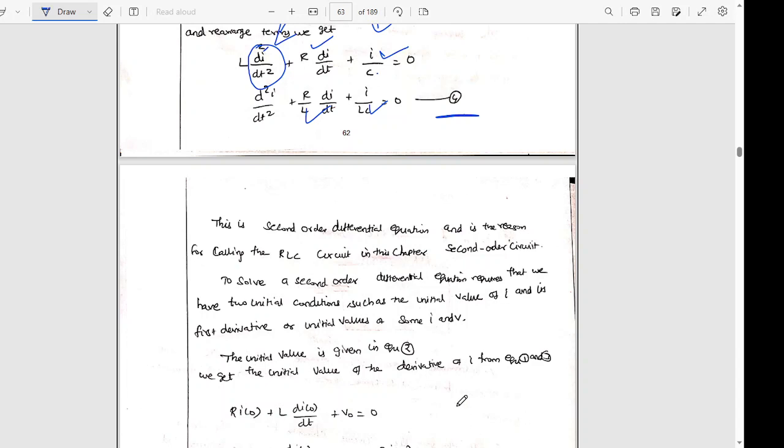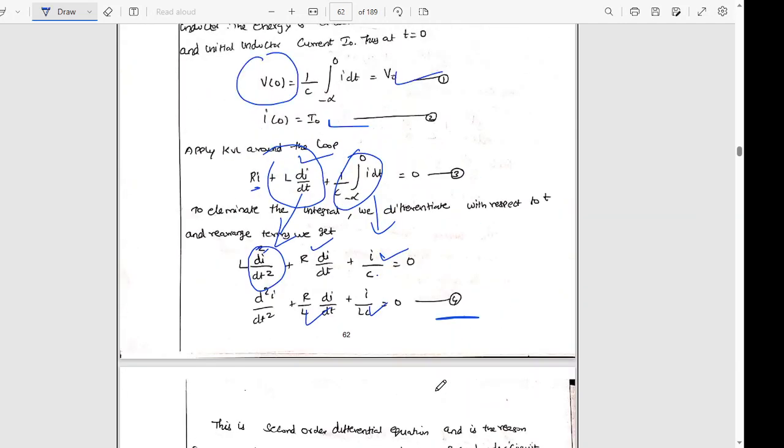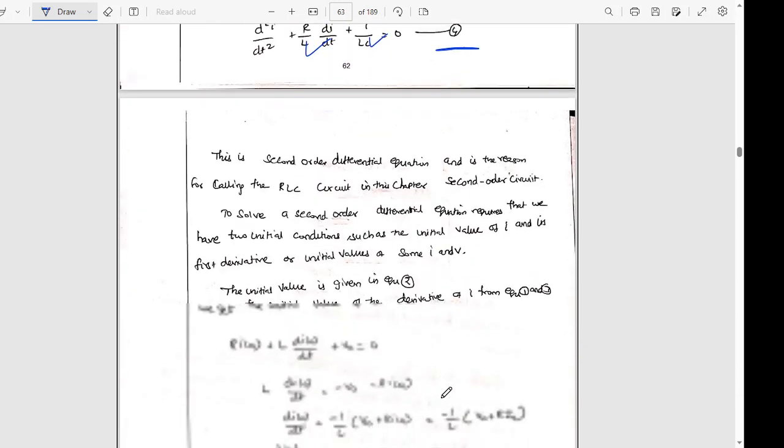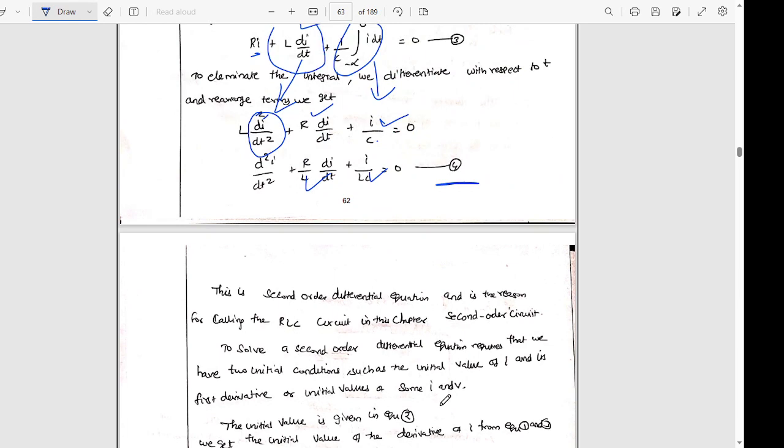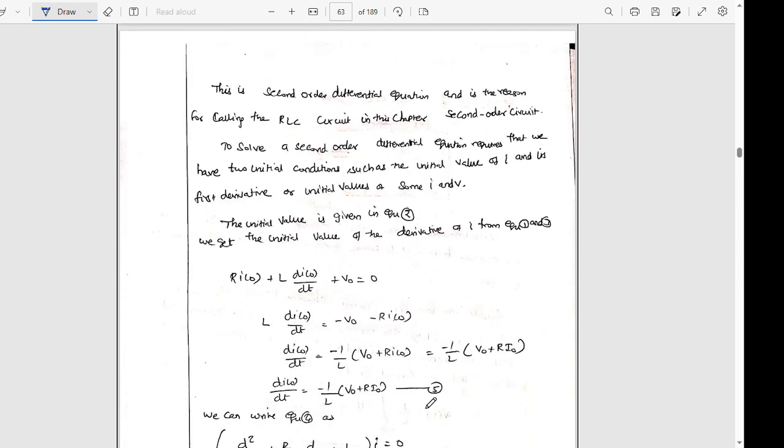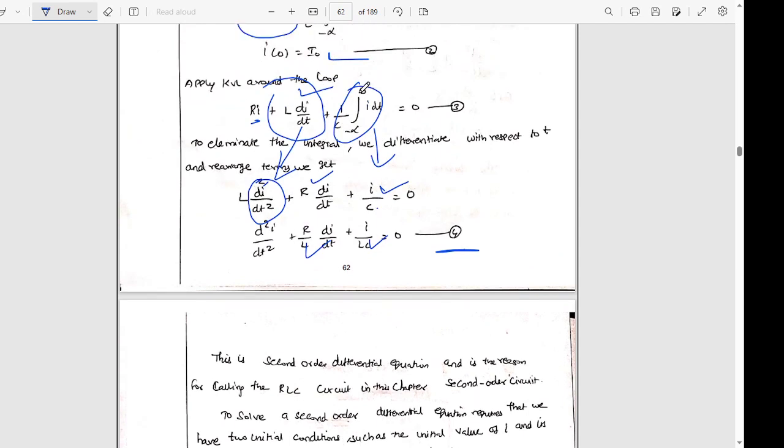So let us consider the initial values in equation 2. I of 0 is I naught, the initial current through the inductor, and V of 0 can be represented as V naught. By considering equation 1 and equation 3, I will represent it as R I of 0 plus L d I of 0 by dt, and then this will be equal to V naught.